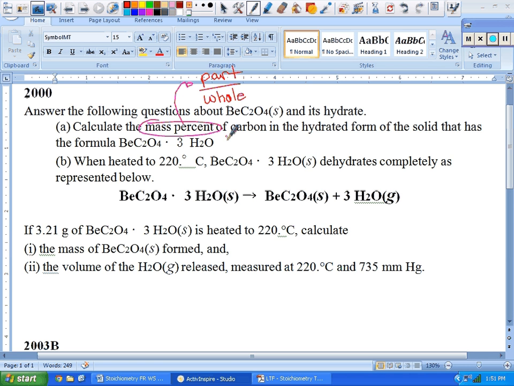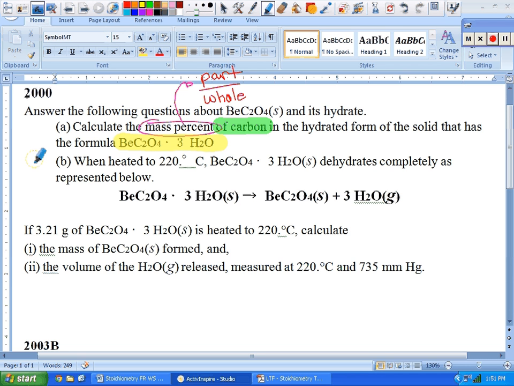So there's an important thing. Of what? Of carbon. So do you agree that carbon is going to be our part of this compound? All right. Of carbon in the hydrated form of the solid that has the formula. All right. So here is our formula. So specifically, how many waters have been attached to this thing? 3. So this is beryllium oxalate, what? Trihydrate. Fantastic.